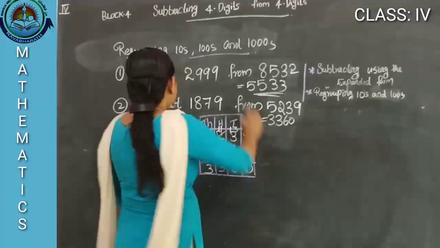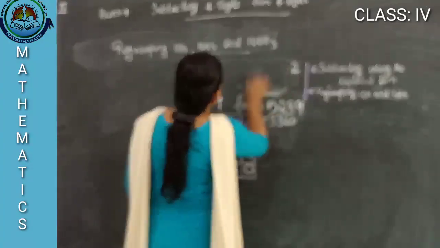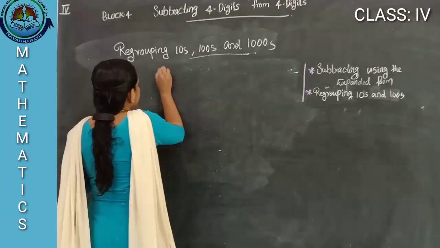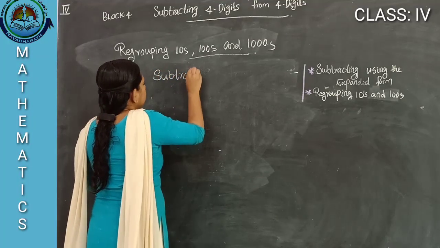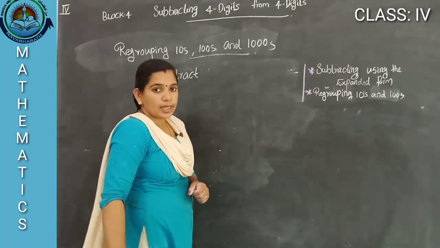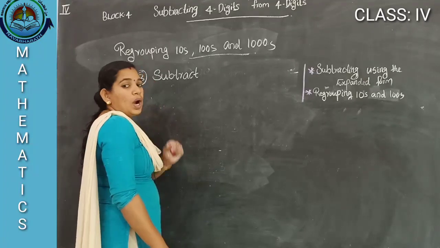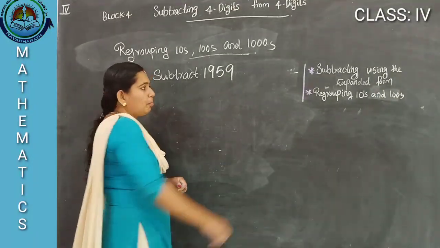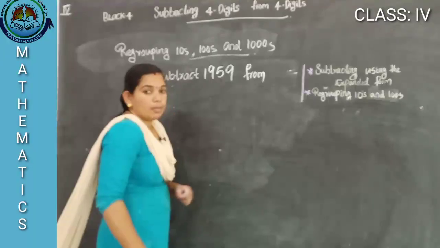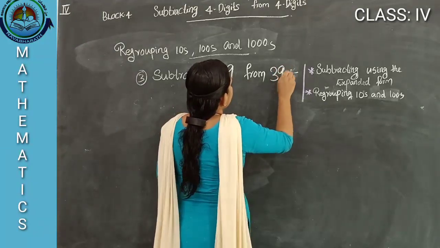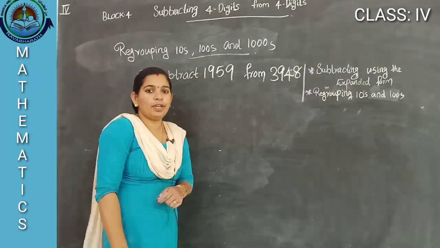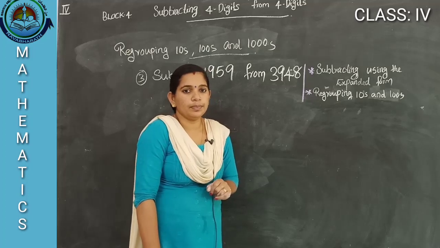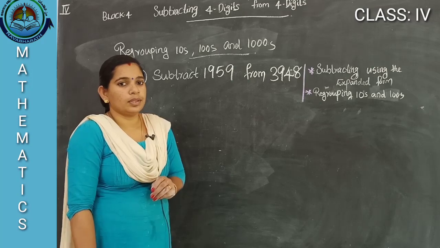Okay, we will do another problem. Third question. Subtract 1,959 from 3,948. Do. You can follow the same method.